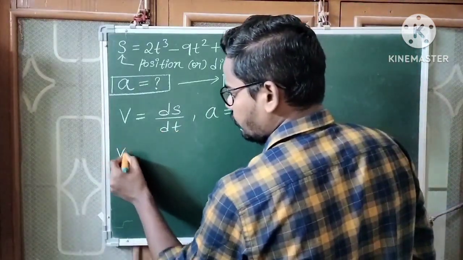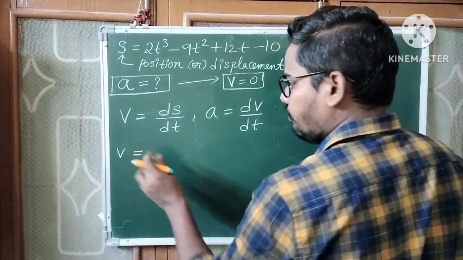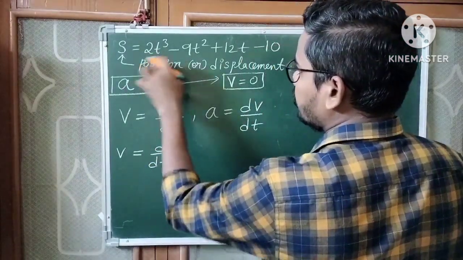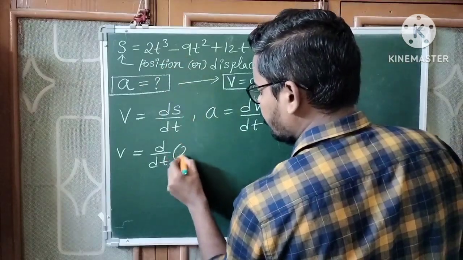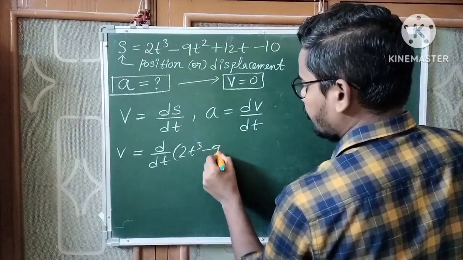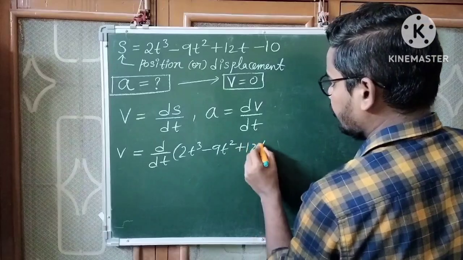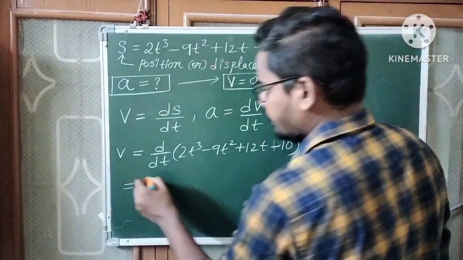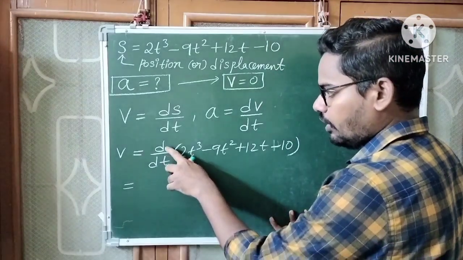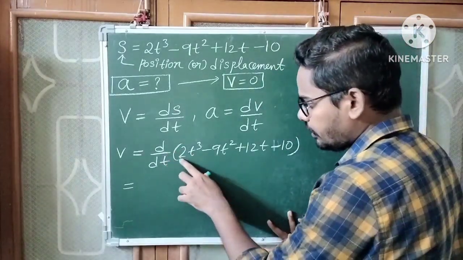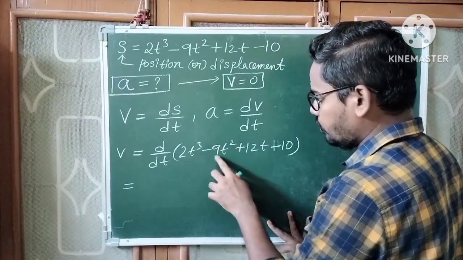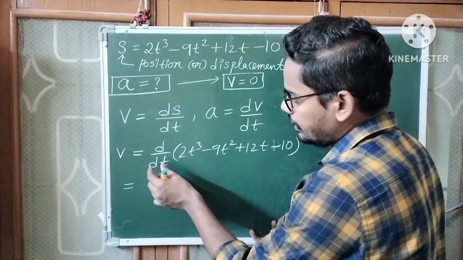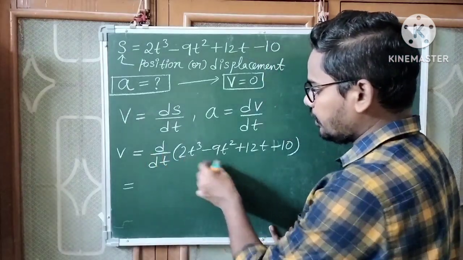See, now let us find the relation for velocity in terms of t. v is equal to d by dt of s. Here s is already given: 2t cube minus 9t square plus 12t minus 10. Now velocity is equal to d by dt, the derivative. First, how many terms do we have? Count the number of terms: 1, 2, 3, 4. We have 4 terms. Apply the derivative for each and every term.